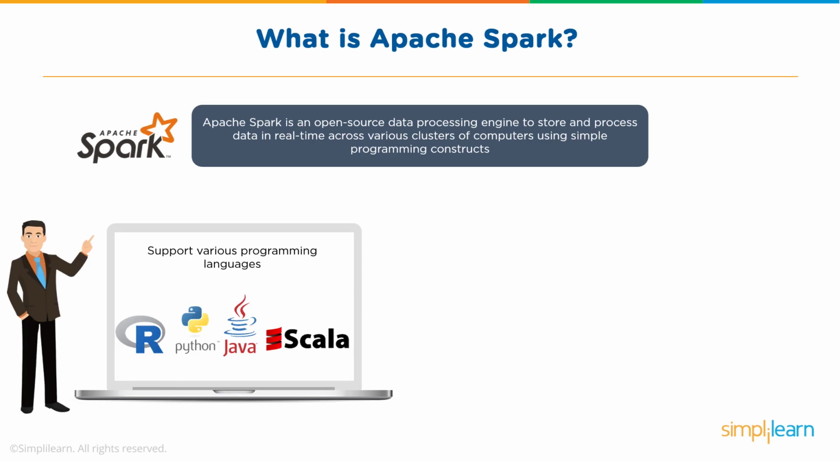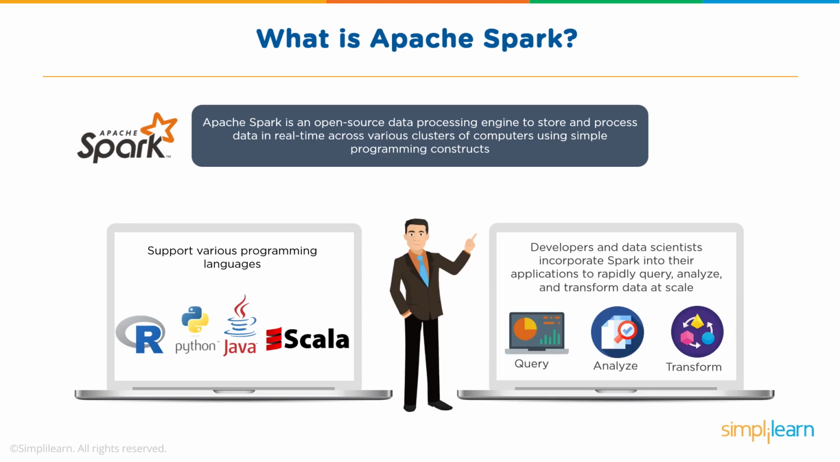So it supports all these programming languages, and that's one of the reasons that it is called polyglot, wherein you have a good set of libraries and support from all the programming languages, and developers and data scientists incorporate Spark into their applications or build Spark-based applications to process, analyze, query, and transform data at a very large scale. So these are key features of Apache Spark.